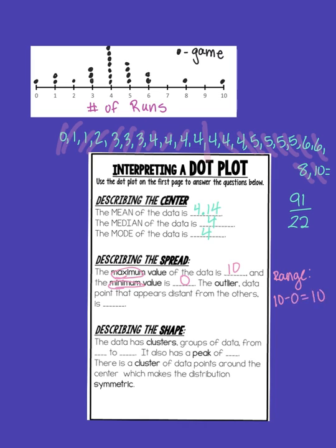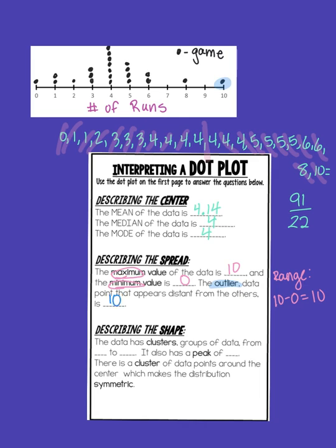Now, we also have what's called an outlier. An outlier is something that's way off from the others, okay? It's out there lying by itself, and that's over here at this 10. Notice that it's away from everything else. So we do have an outlier, and the outlier is 10.